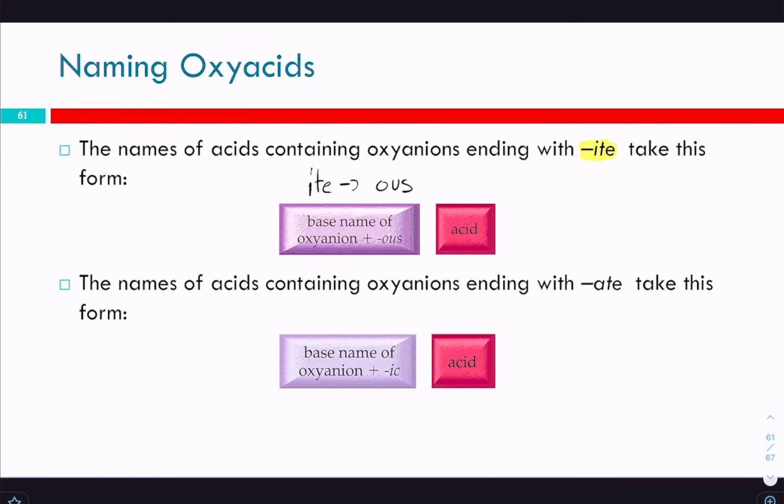Is that changing the ending to OUS, or is that what you mean? Yeah, I'm saying this is exclusively for oxyacids. For the binary acids, you're just changing the ending of whatever the element is to IC. Okay. I'll show you an example in a second. You have to do that, otherwise they would have the same name.